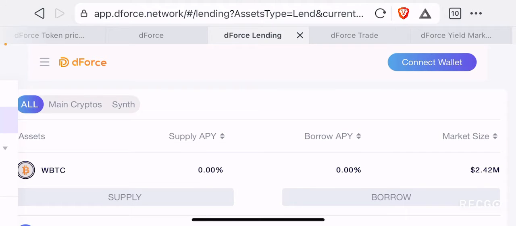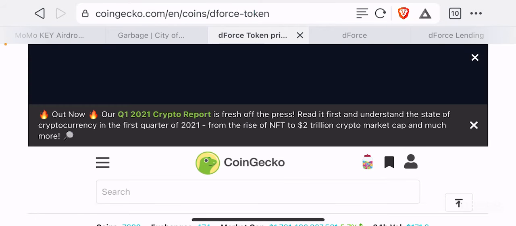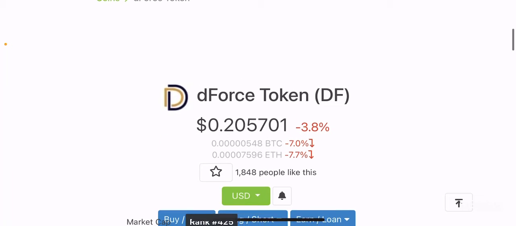But regardless, I wouldn't really recommend you to be an active participant on their website or on their DApp. You can definitely hold the DF tokens, but not participate on their website or on their platform itself, right? Because you do have much better options than these. So let's go to the CoinGecko page for the DForce token.